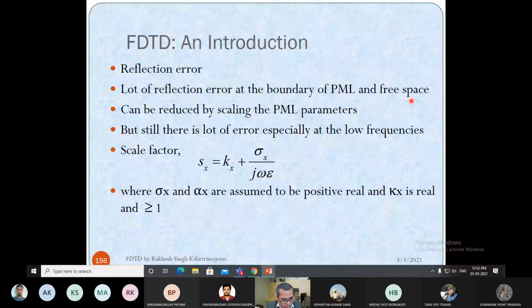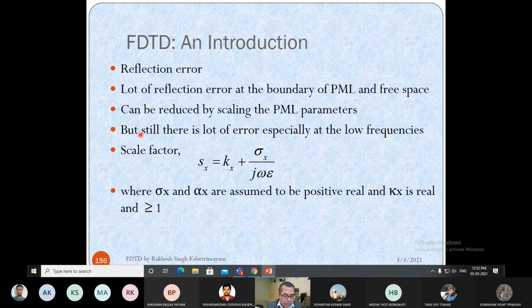You have seen that if you want to reduce the effect of the boundary at the PML layer, you use scaling parameters. You have considered the PML layer and free space. When you go from free space to the PML layer, there's a sudden change in the conductivity. So if you want to minimize reflection at the interface between free space and the PML layer, you scale the conductivity in the form of a polynomial, second order or third order. Even then there is some issue, especially at low frequencies.